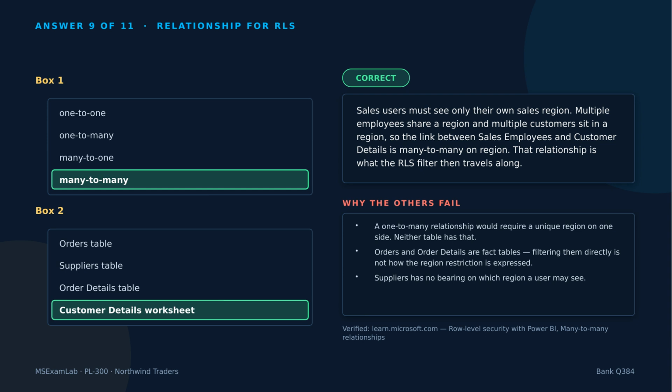Now, why the others fail? A one-to-many relationship would require a unique region on one side. Neither table has that. Orders and order details are fact tables. Filtering them directly is not how the region restriction is expressed. Suppliers has no bearing on which region a user may see. Verified against Learn Microsoft.com, row-level security with Power BI many-to-many relationships.